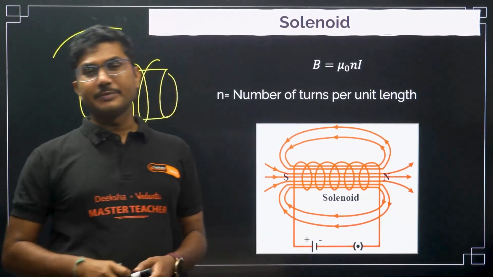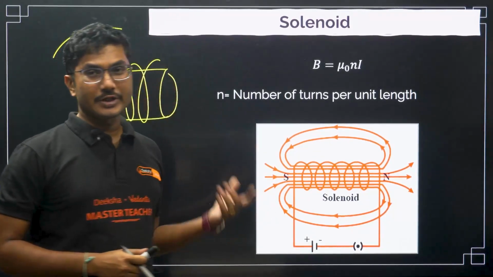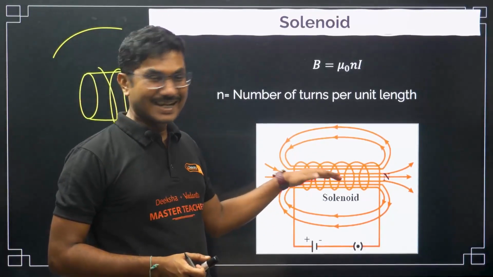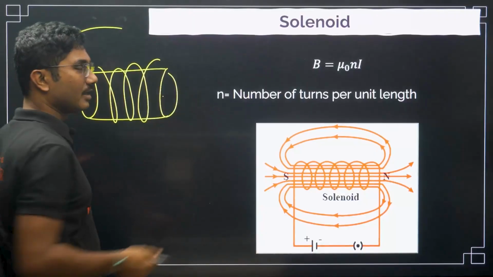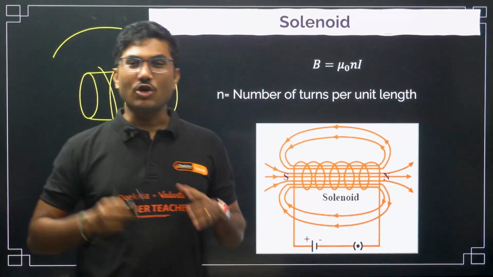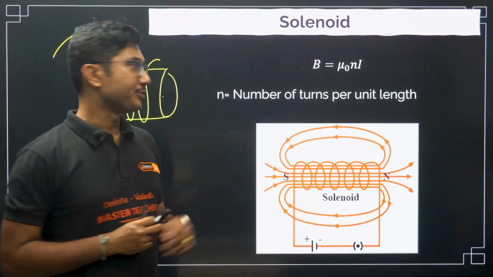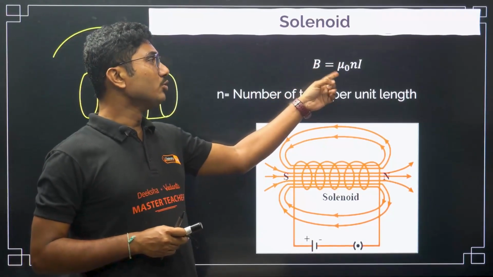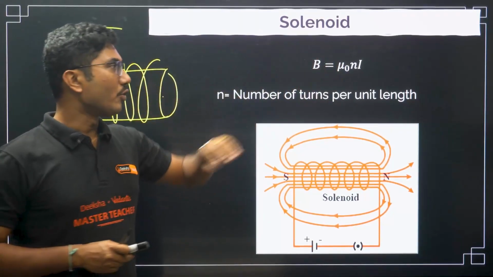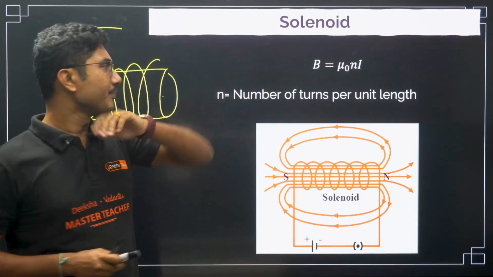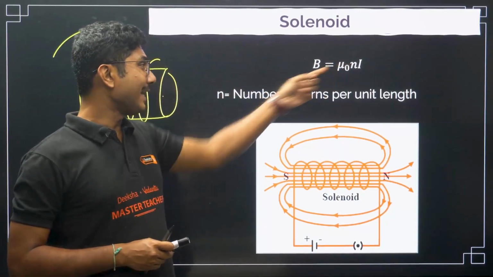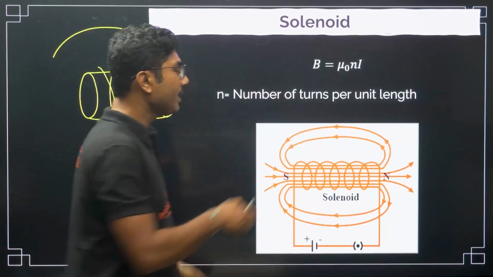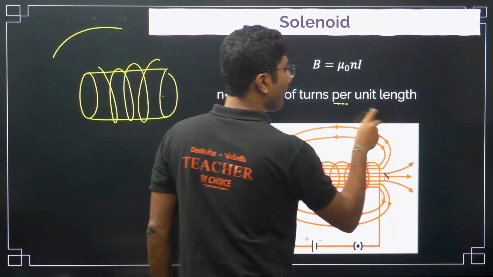So a solenoid is basically something which produces a magnetic field, and at the center of the solenoid, inside this cylinder, a fixed constant magnetic field is produced, and the value of that constant magnetic field is given by mu naught n I. Mu naught is the permeability. Obviously, what is n? n is the number of turns per unit length. Very important: this is the number of turns per unit length.